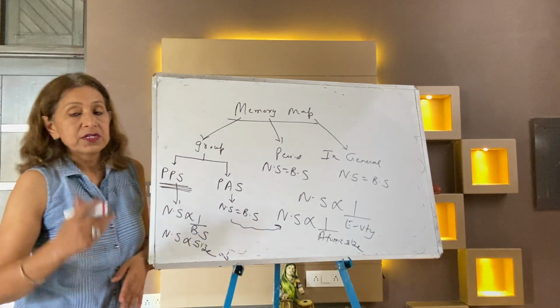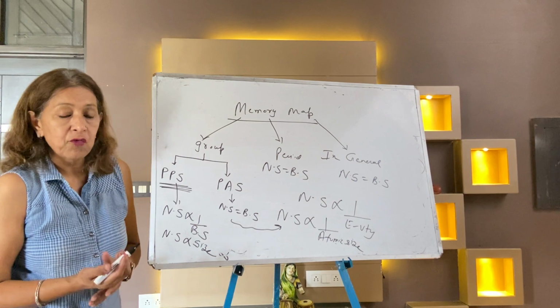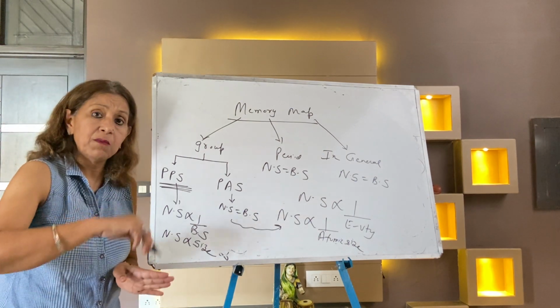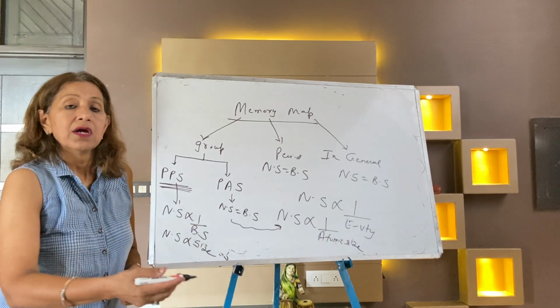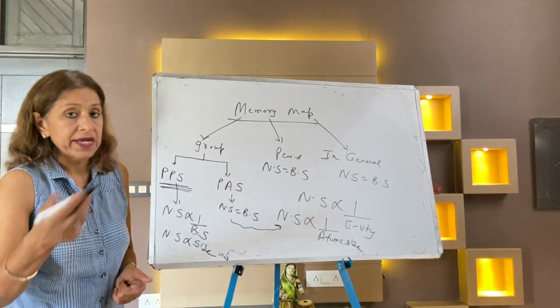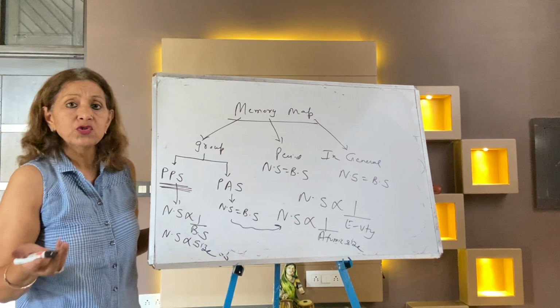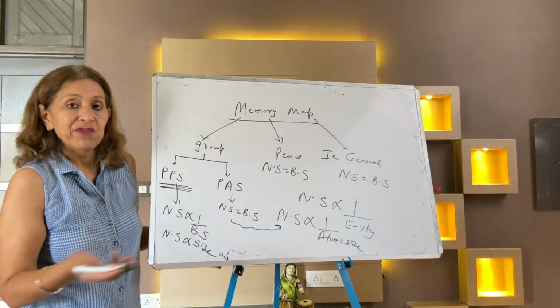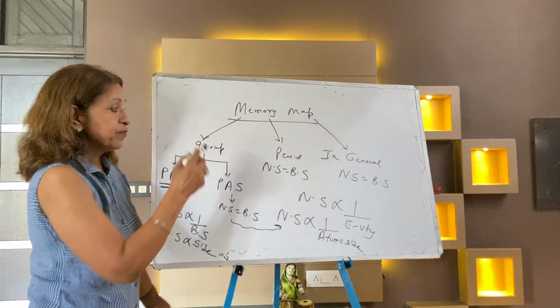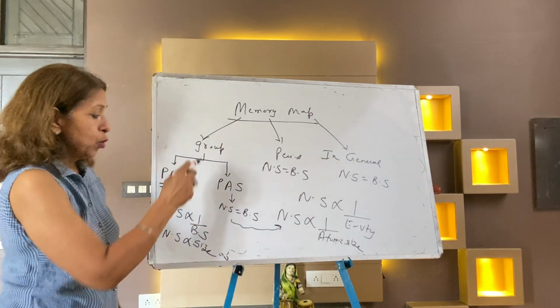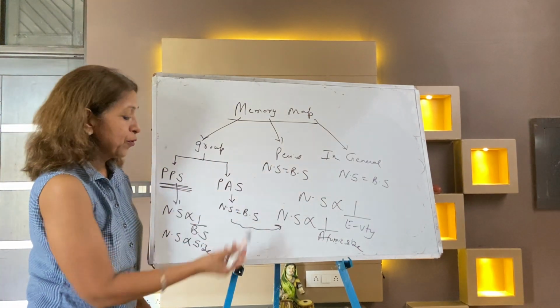Nucleophilic substitutions, where a stronger nucleophile replaces a weak nucleophile. Which one will be the X and which one will be the Z will be asked in your objective questions, that is, in your competitive exams. How will you identify which one is X and which one is Z? Soon you will come to know. Just write the memory map: group, period, general. In a group, polar protic and polar aprotic will come.